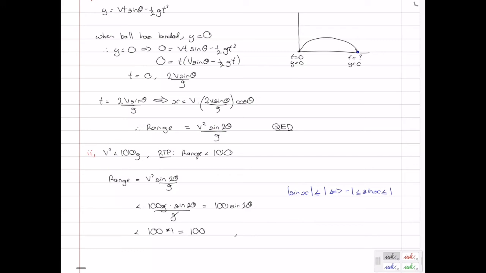And the reason for that is since the absolute value of sine of x is always less than or equal to 1. And so therefore I've actually shown what I want to show. The range is always less than 100. Okay, and that's part 2 done.